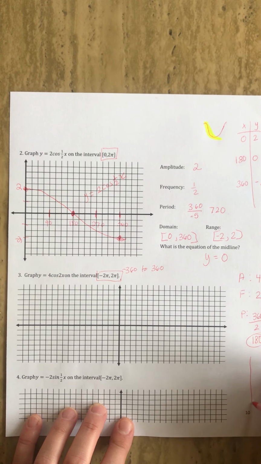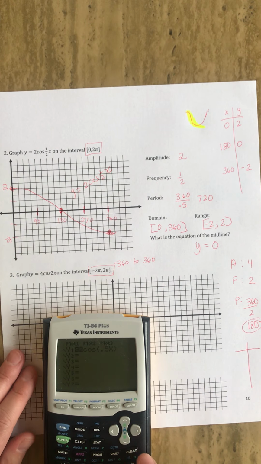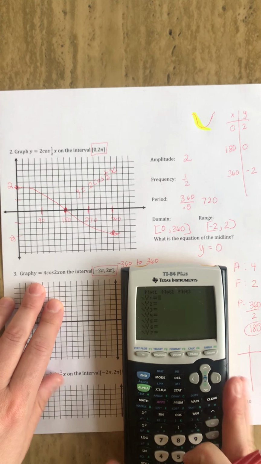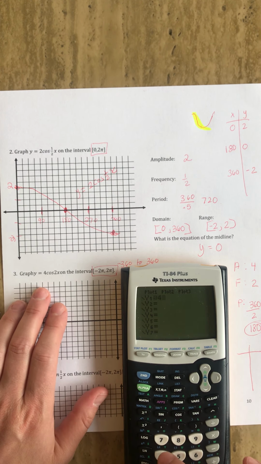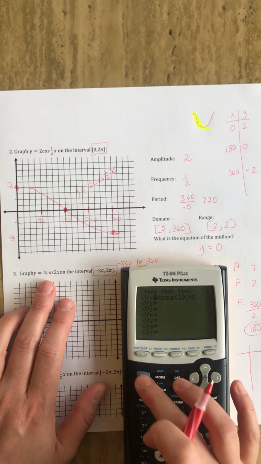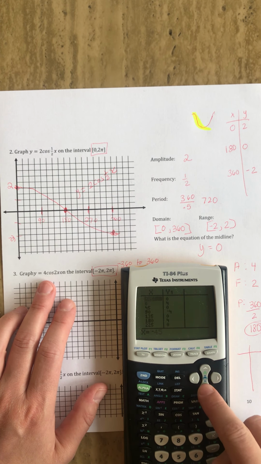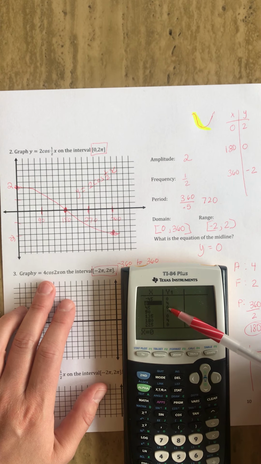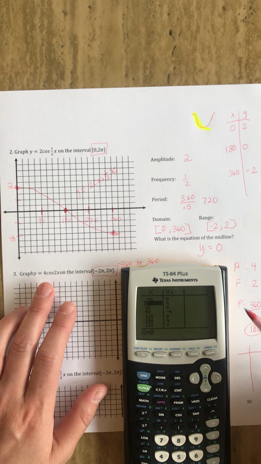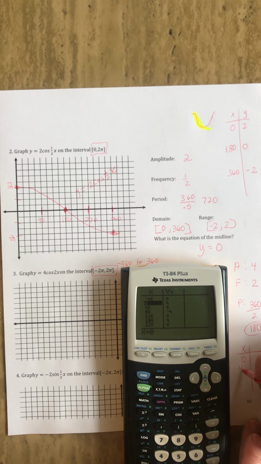Okay, so what we're going to do here is we're going to get our table values. You guys can go ahead and hit y equals. You can hit 4 cosine 2x. You guys can go to your table, and we're going to start at 0. You're going to see that there's a lot of values here. 0, 45, 90. You're going to have to go ahead and plot all those. So we have our x, 0, 45, 90, 135, 180.